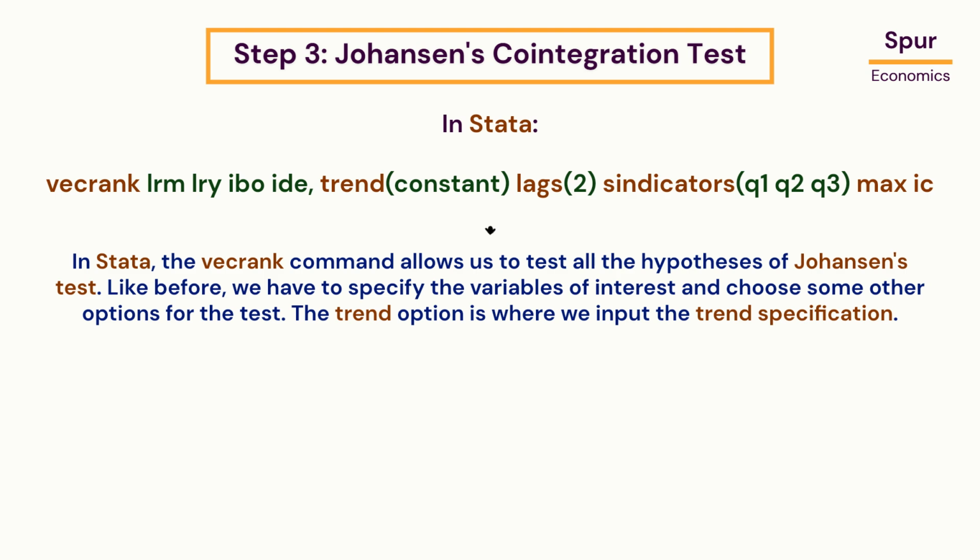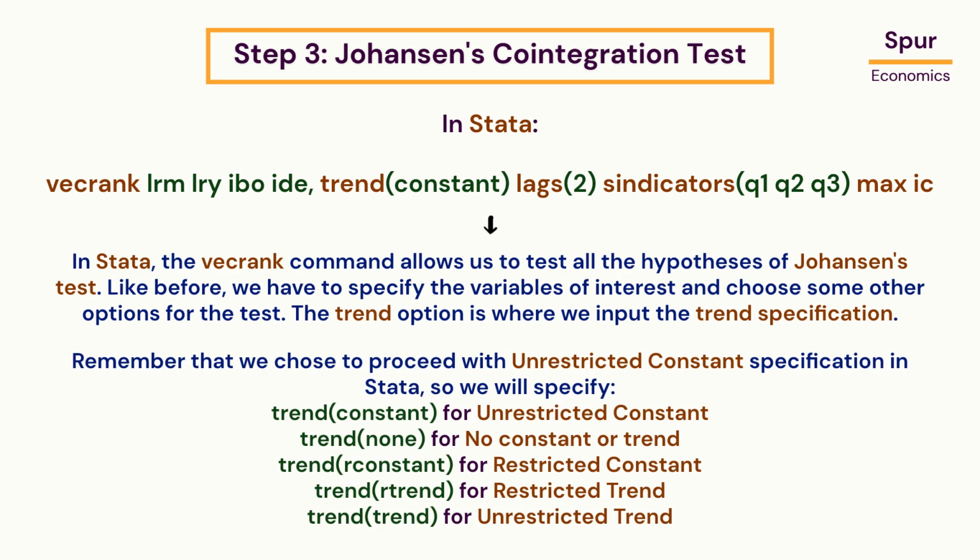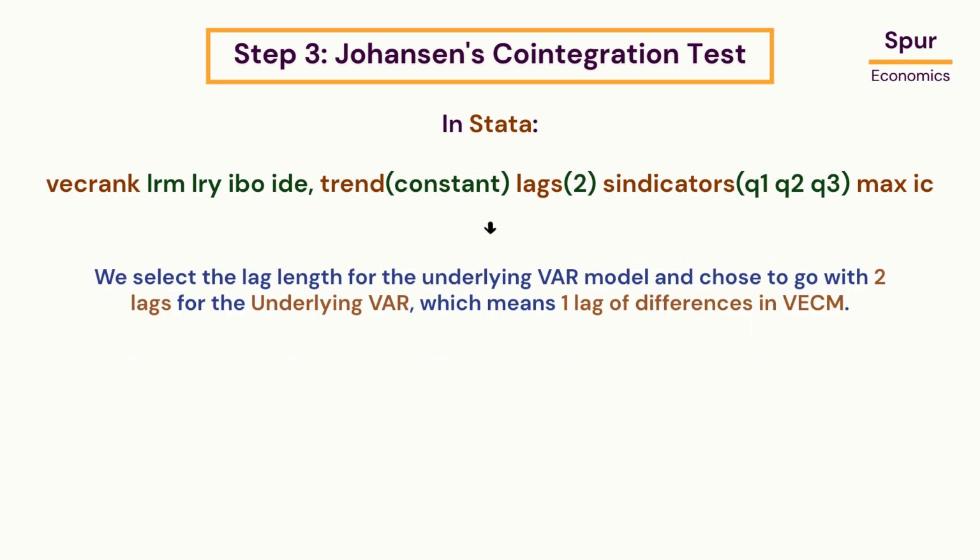The trend option is where we input the trend specification. Remember that we chose to proceed with the unrestricted constant specification in Stata, so we will specify constant here. Other options include trend for unrestricted trend, rtrend for restricted trend, rconstant for restricted constant, and none for no constant or trend. We select the lag length for the underlying VAR model and chose to go with 2 lags for the underlying VAR, which means 1 lag of differences in VECM.